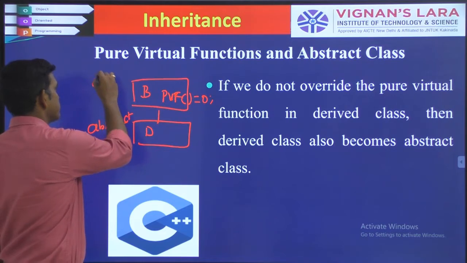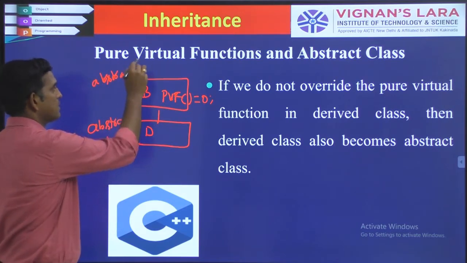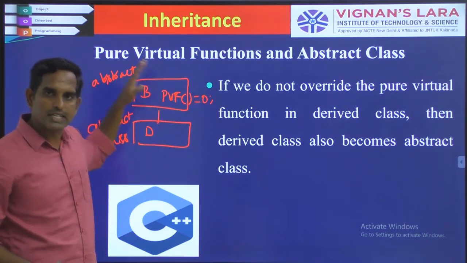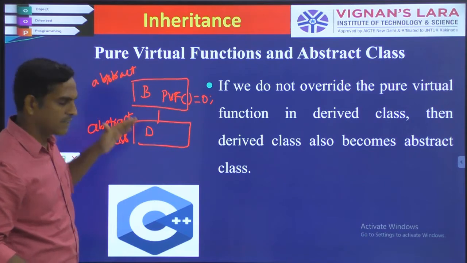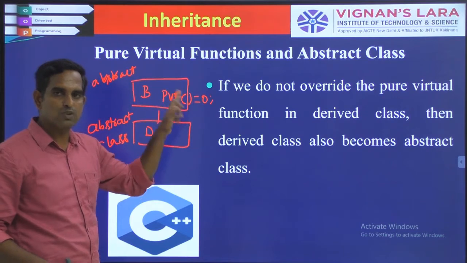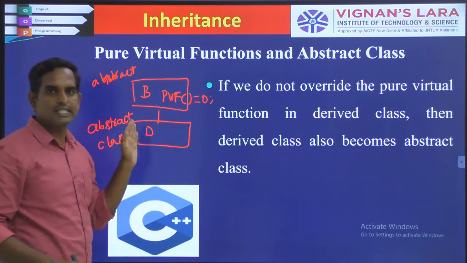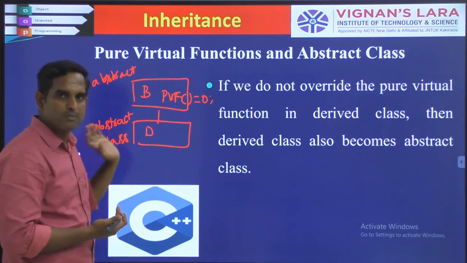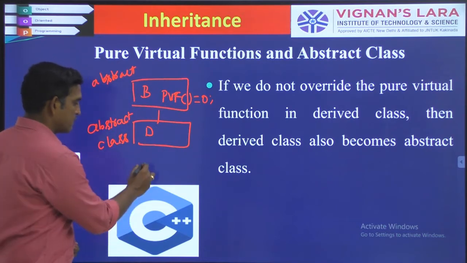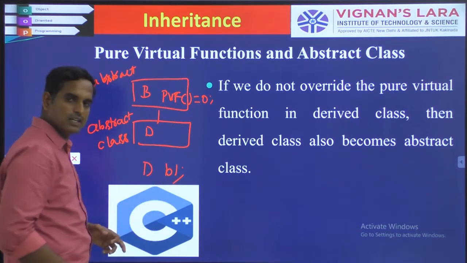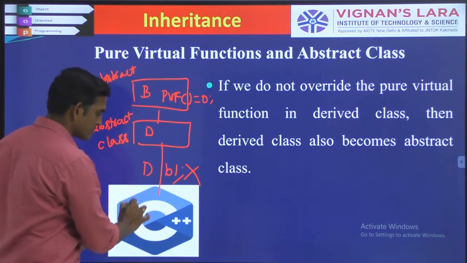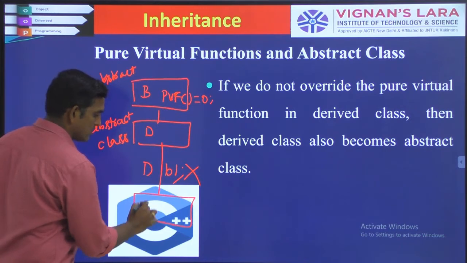Already the base is an abstract class. Why? Because the particular base class has the pure virtual function. That is why we call it an abstract class. And if there is a derived class and that derived class doesn't have any implementation for your pure virtual function, then that particular derived class also will become an abstract class. What will happen then? If I try to create an object for this particular class, it will give you an error.